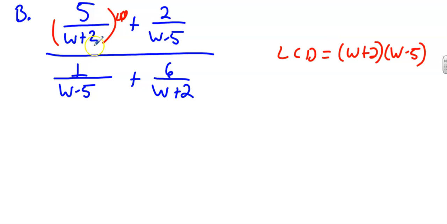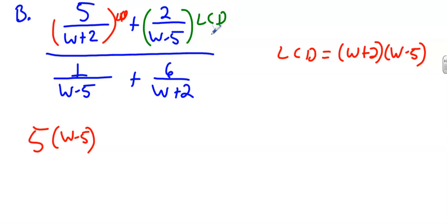Okay, so if you go to this one, if you multiply this term by the least common denominator, the w plus 2's would cancel, and just trying to save us a little bit of room here for writing. The 5 will be left over, the w plus 2's cancel, and then we've got w minus 5. Okay, if we take this term and multiply by the least common denominator, the w minus 5's would cancel. That's going to leave us with a plus 2 and w plus 2.